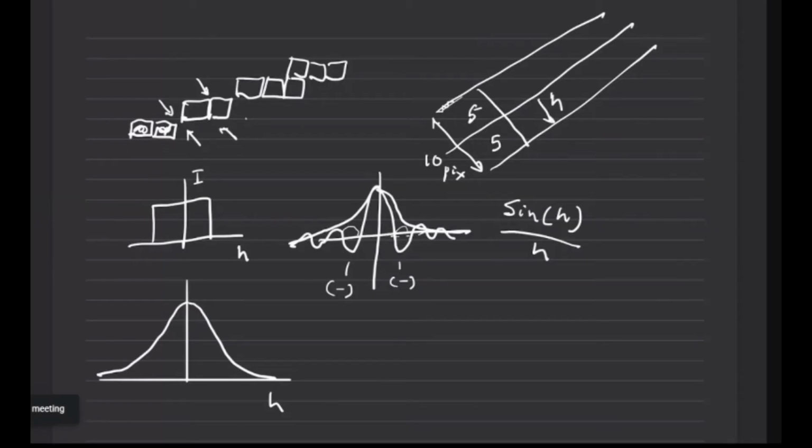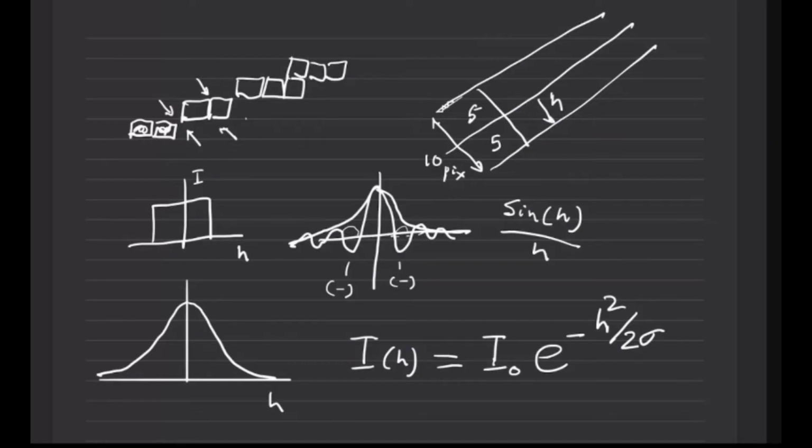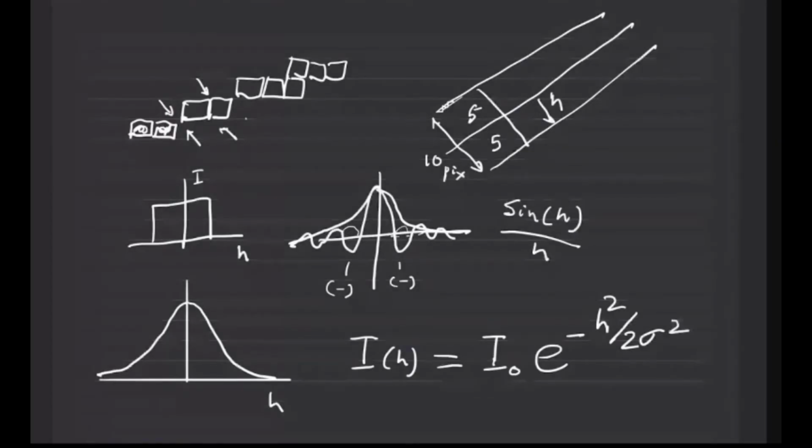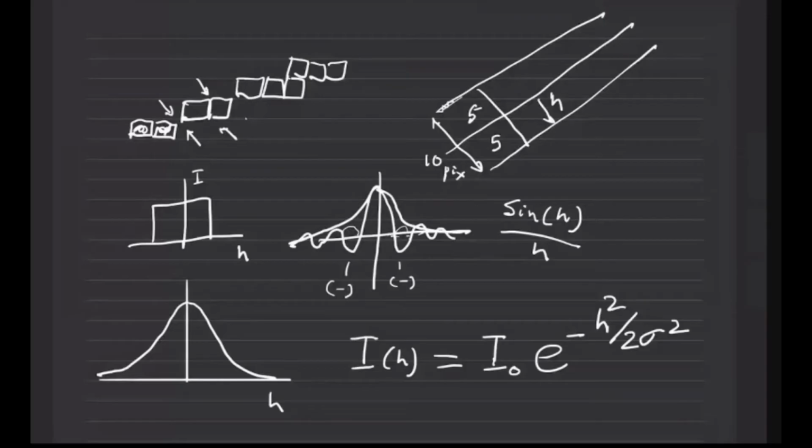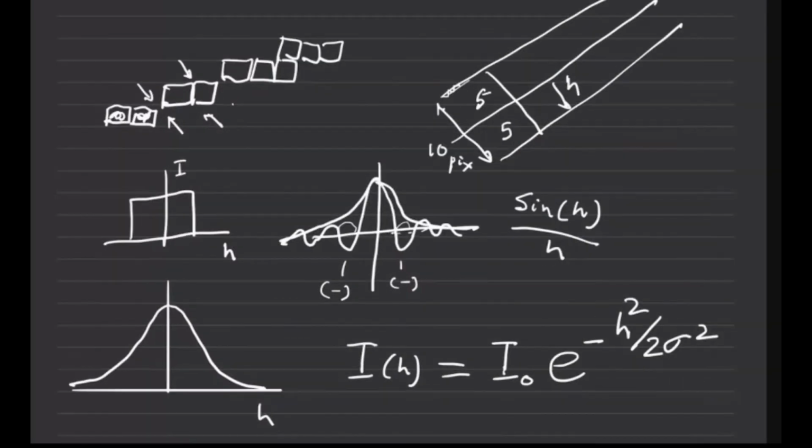So my intensity would be I of h is equal to some I naught e to the power minus h square upon 2 sigma square. So this is a Gaussian distribution of a line.